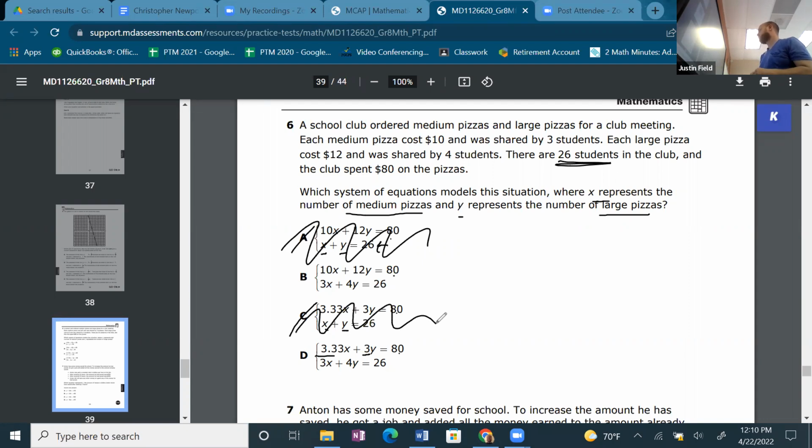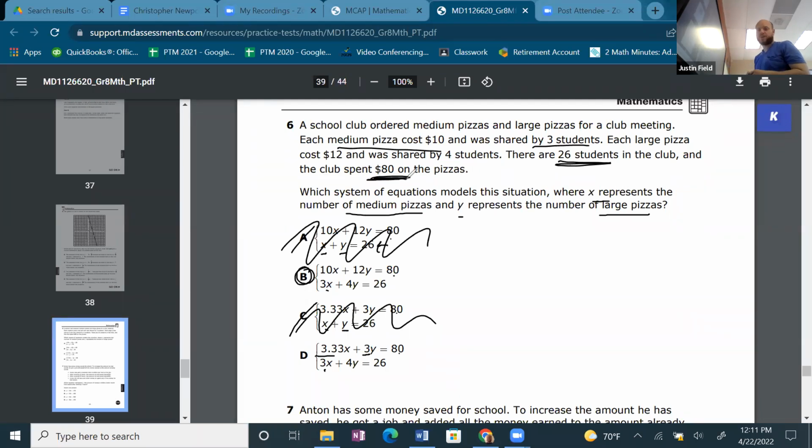So now we know it's 3x plus 4y equals 26 because that's all we have to choose from. And we also know they told us 3x. And the medium pizzas, how much did they cost? The medium pizzas cost $10. So it's got to be this, because we know the total cost, right?